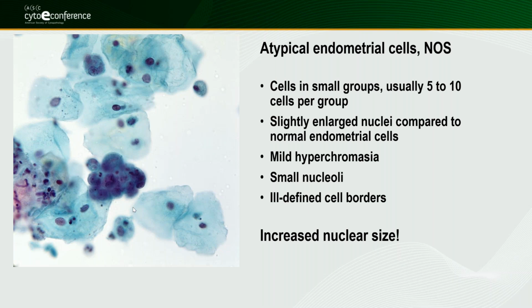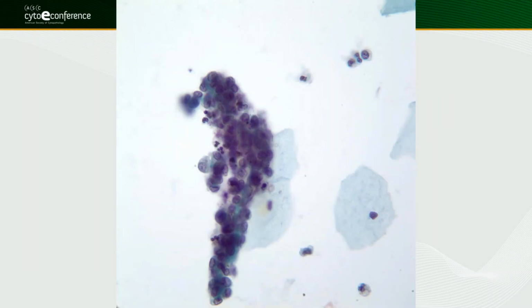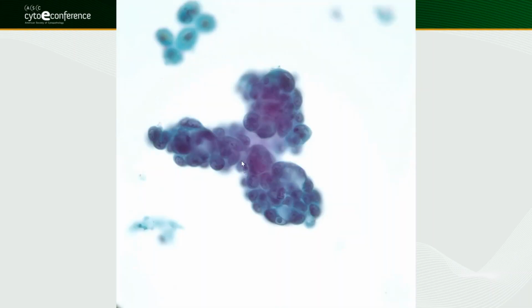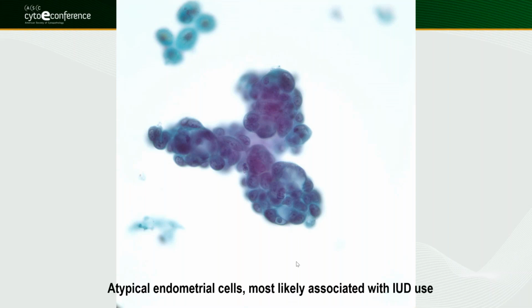And if you find an adjacent intermediate size squamous cell and compare, it's enlarged. Otherwise, the architecture and other things are similar to the normal endometrial cells. This is another picture of atypical endometrial cells. The cell size is enlarged, they're a little bit hyperchromatic, with small nucleoli and three-dimensional groups. And typically, a lot of times, the cytoplasmic vacuoles will have neutrophils associated with it. This is an atypical endometrial cell.